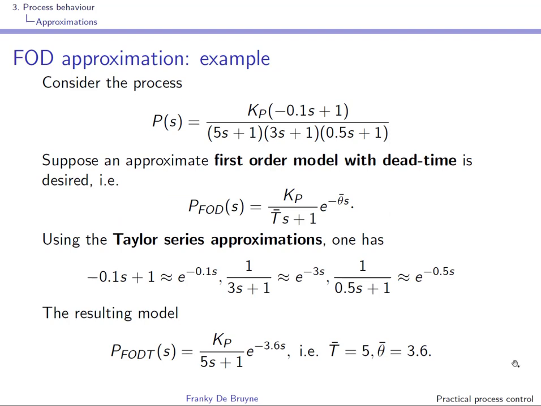Let us apply this to a third order process, 3 lag time constants and 1 lead time constant. And the idea is to obtain an approximation that is a first order model with dead time. So we'll use the 2 Taylor series approximations, right? Exponential of minus theta s is approximately 1 minus theta s, and it's approximately 1 over 1 plus theta s. So here we have a lead system and here we have a lag system.